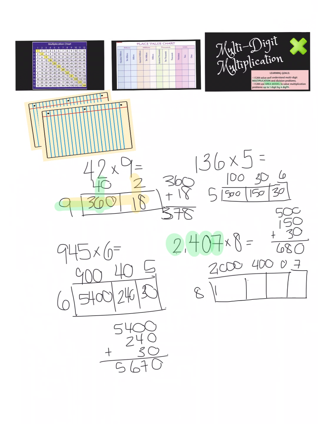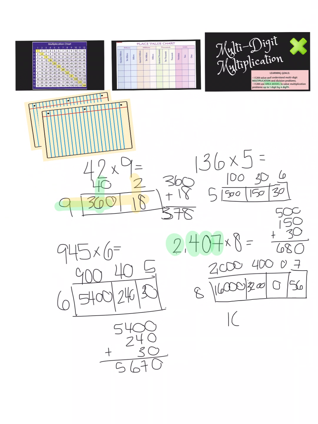2 times 8 is 16, but it's not 16, it's 16,000 because those were 2 thousands. 400 times 8 is 3,200. 8 times 0 is just 0. And 8 times 7 is 56.